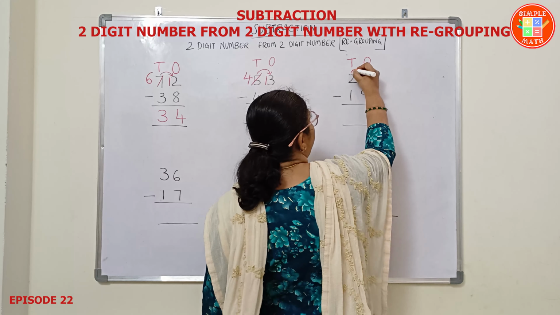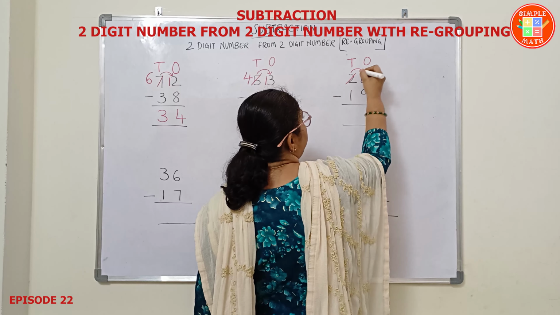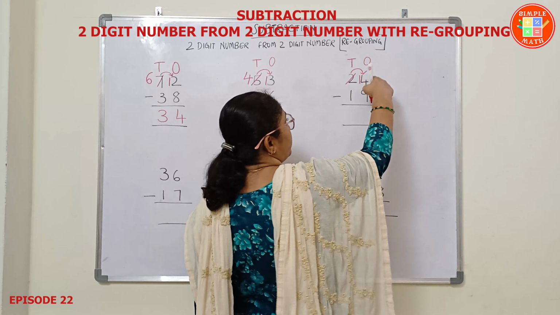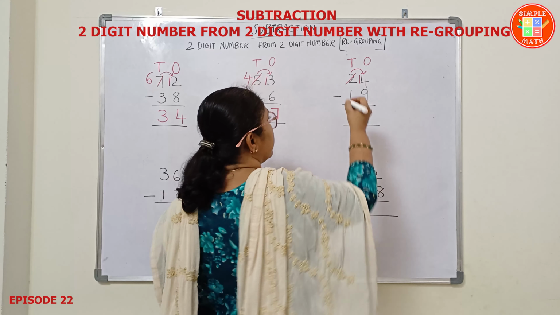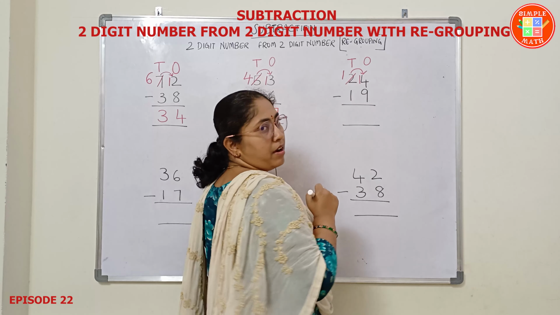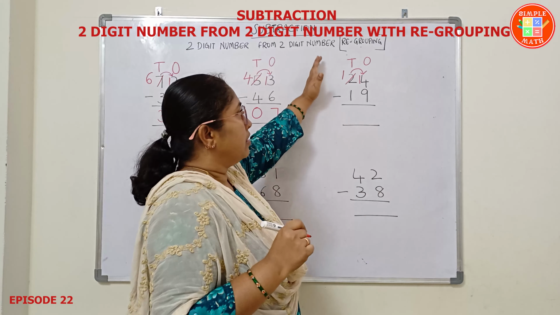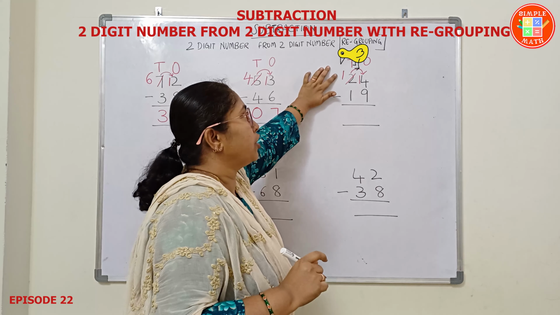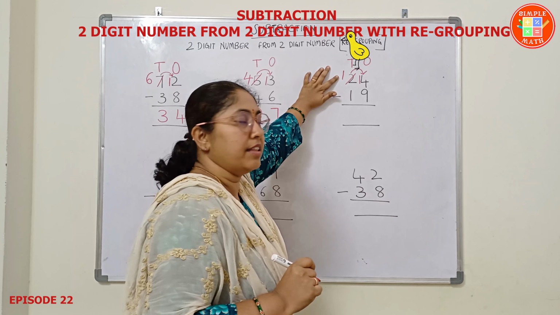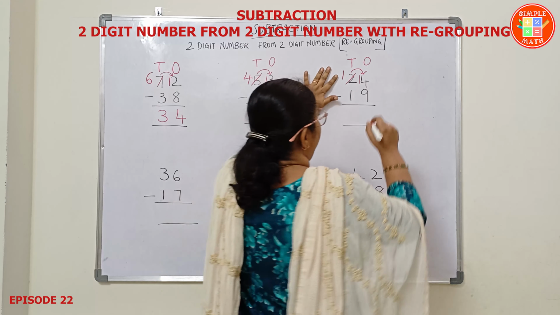You should do borrowing or regrouping. So borrow 1 ten from the tens column to the ones column. The number will become 14. Here the number will become the previous number, 1. Immediately you should write this. I am telling you again and again. In the tens column, immediately you should write this. Otherwise you will get the answer wrong.